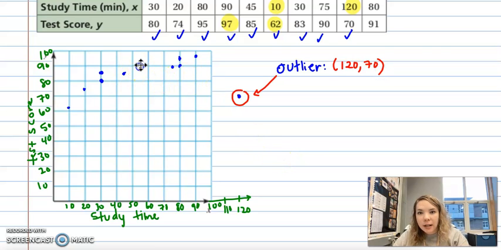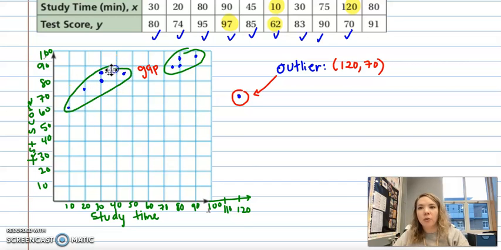Our gap, I would say, is right in here between these two groups of points that we would call clusters. And actually, this one's a little bit spread out, but because they kind of share the same pattern, they're both kind of trending upwards, I think I would still call that a cluster. So there is a little bit of opinion in this. It's not a perfect exact science, but for the most part, it's a group of points, it's a cluster.